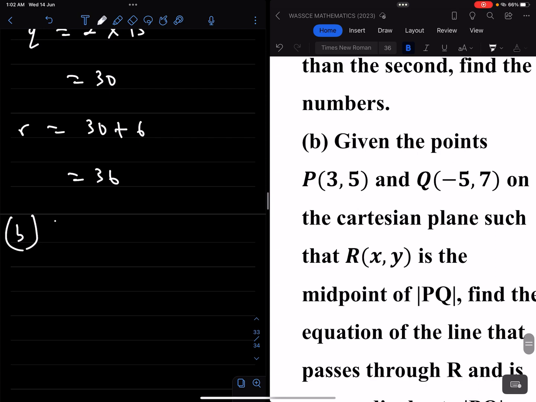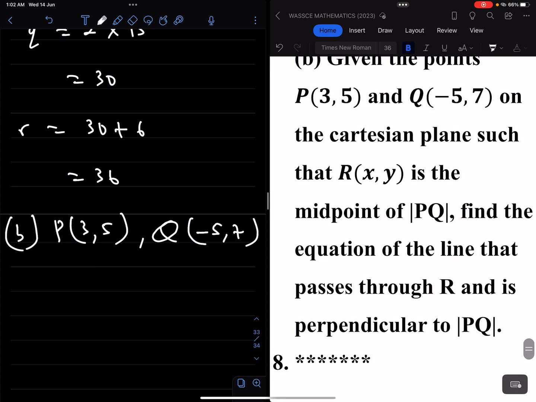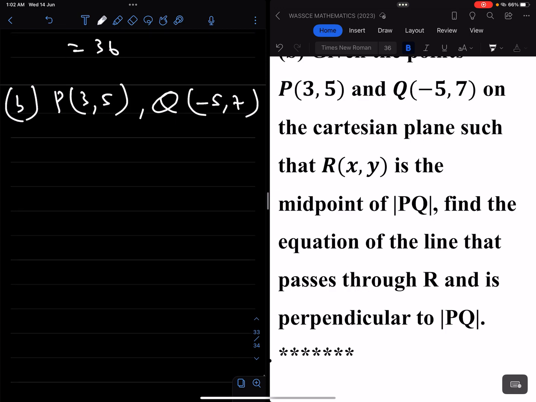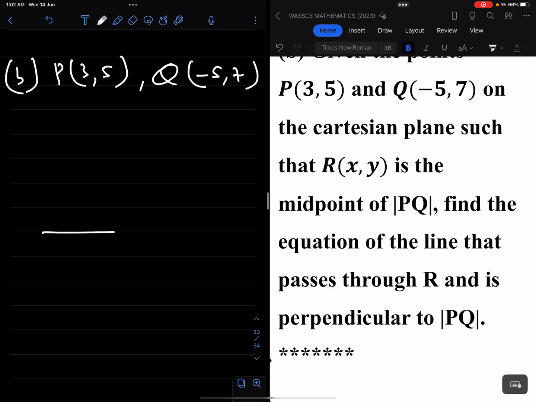Given the points P with coordinates 3, 5 and Q with coordinates minus 5, 7 on the Cartesian plane, such that R with coordinates xy is the midpoint of PQ. Let me just sketch that. Let this be P with coordinates 3, 5, and this be Q with coordinates minus 5, 7.